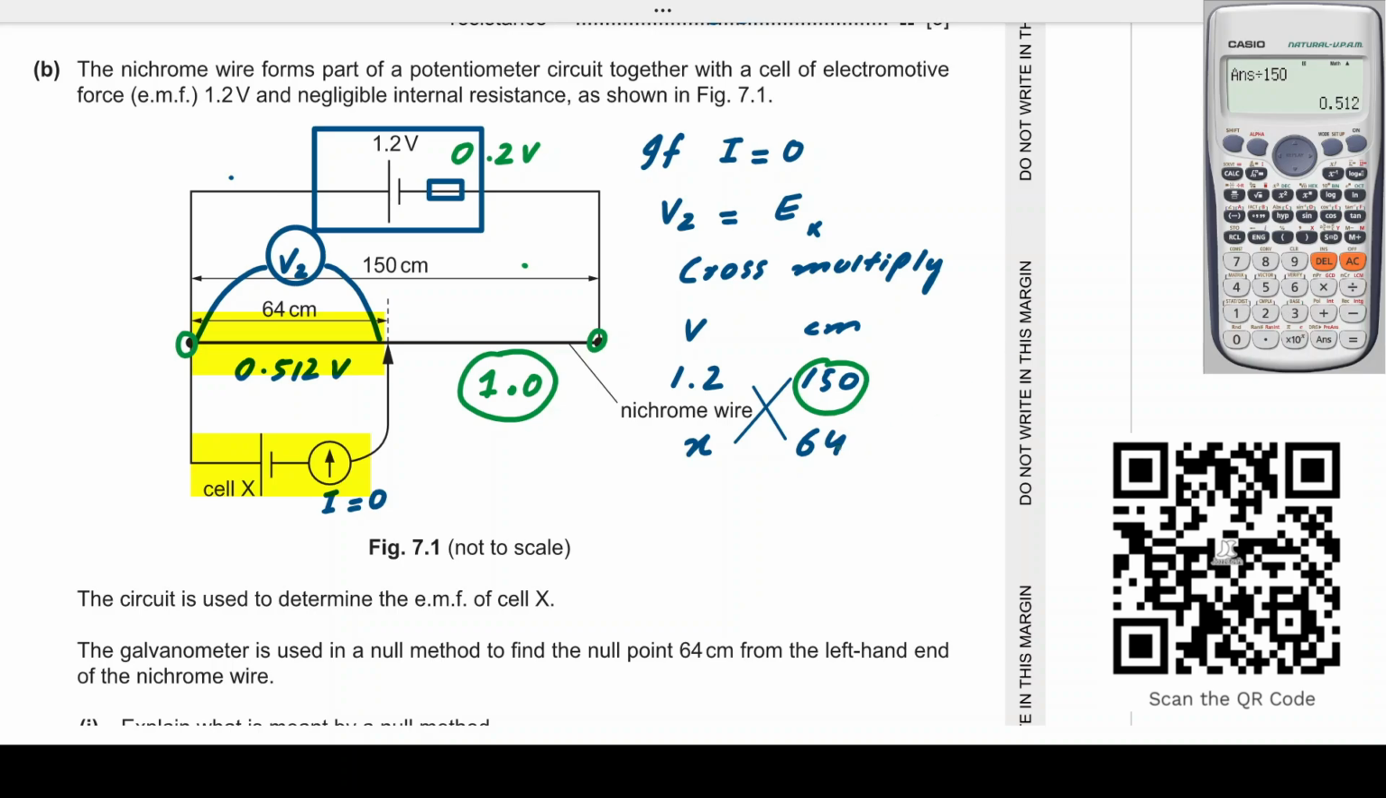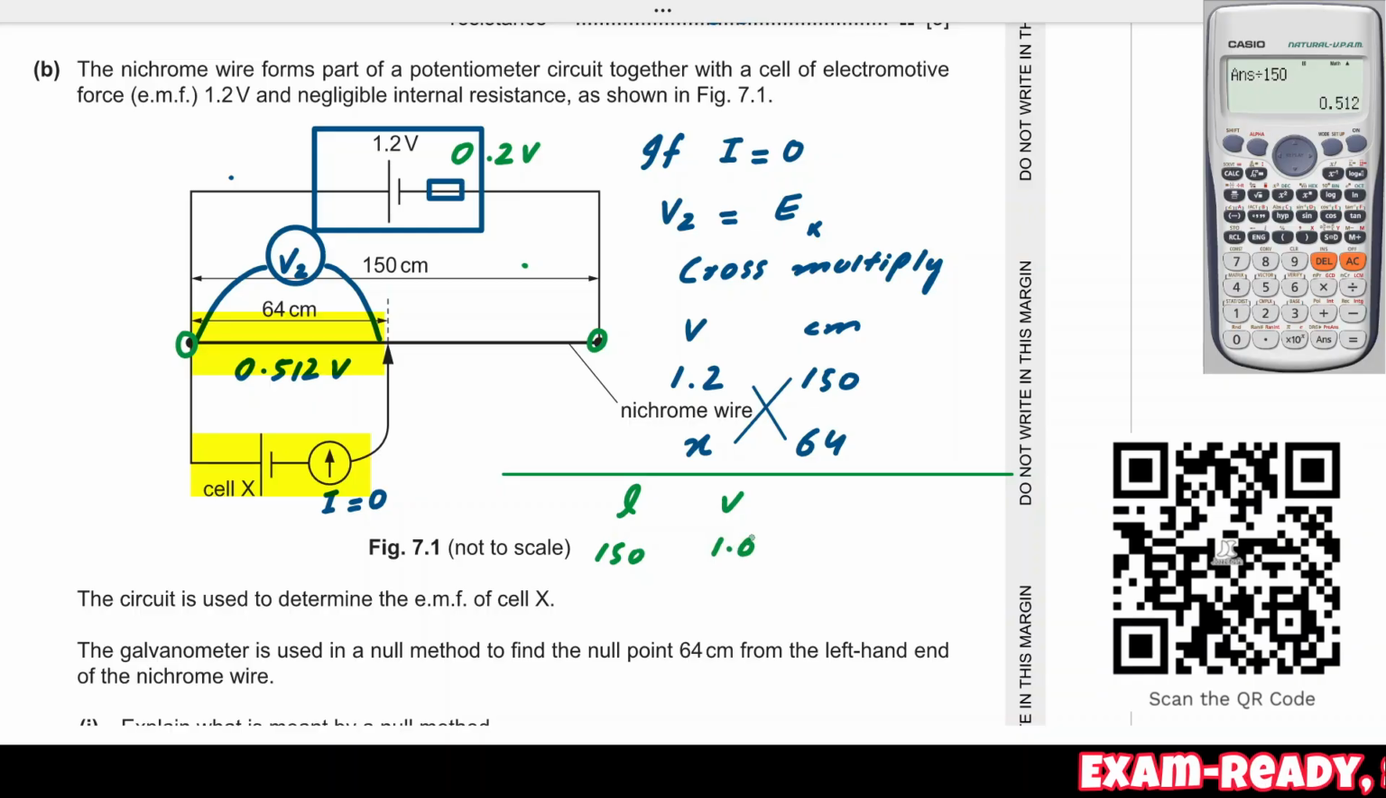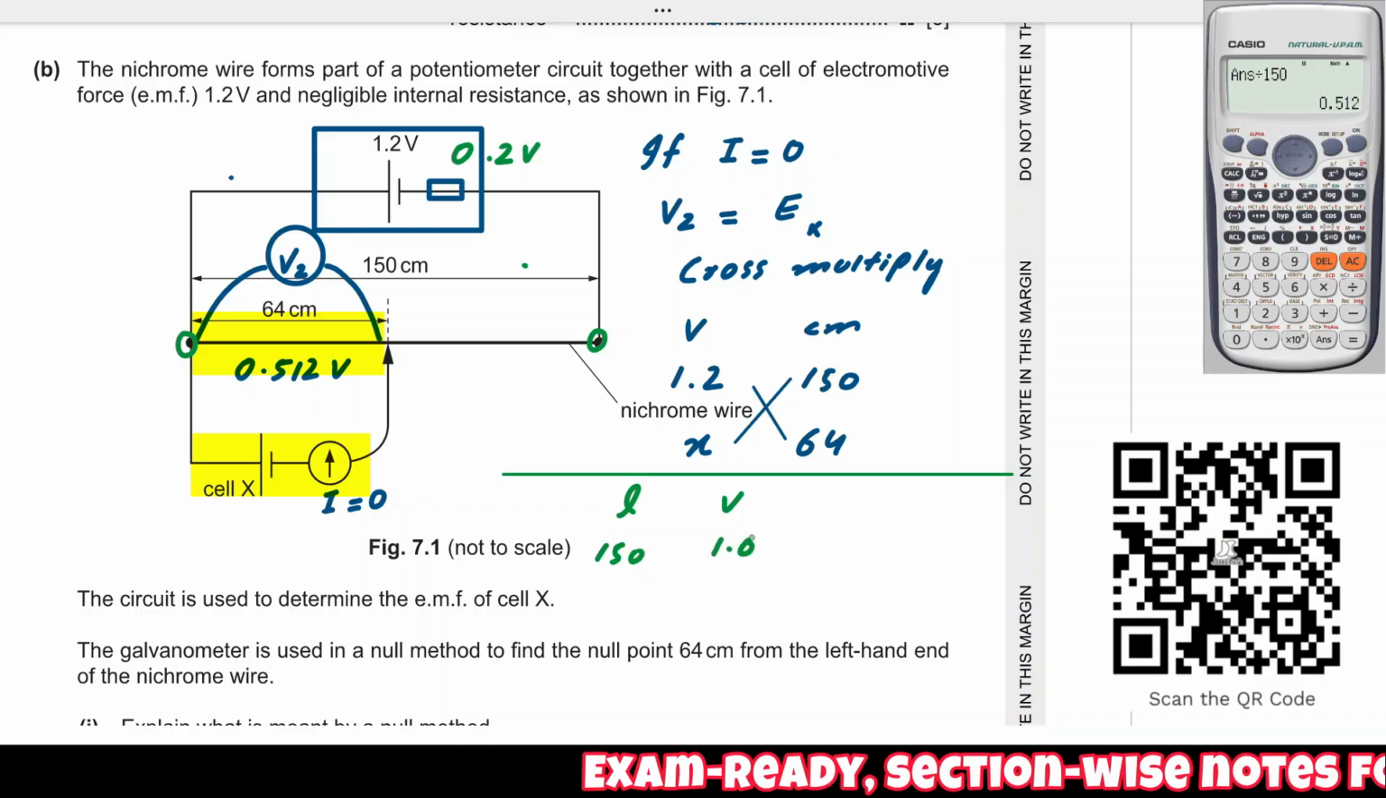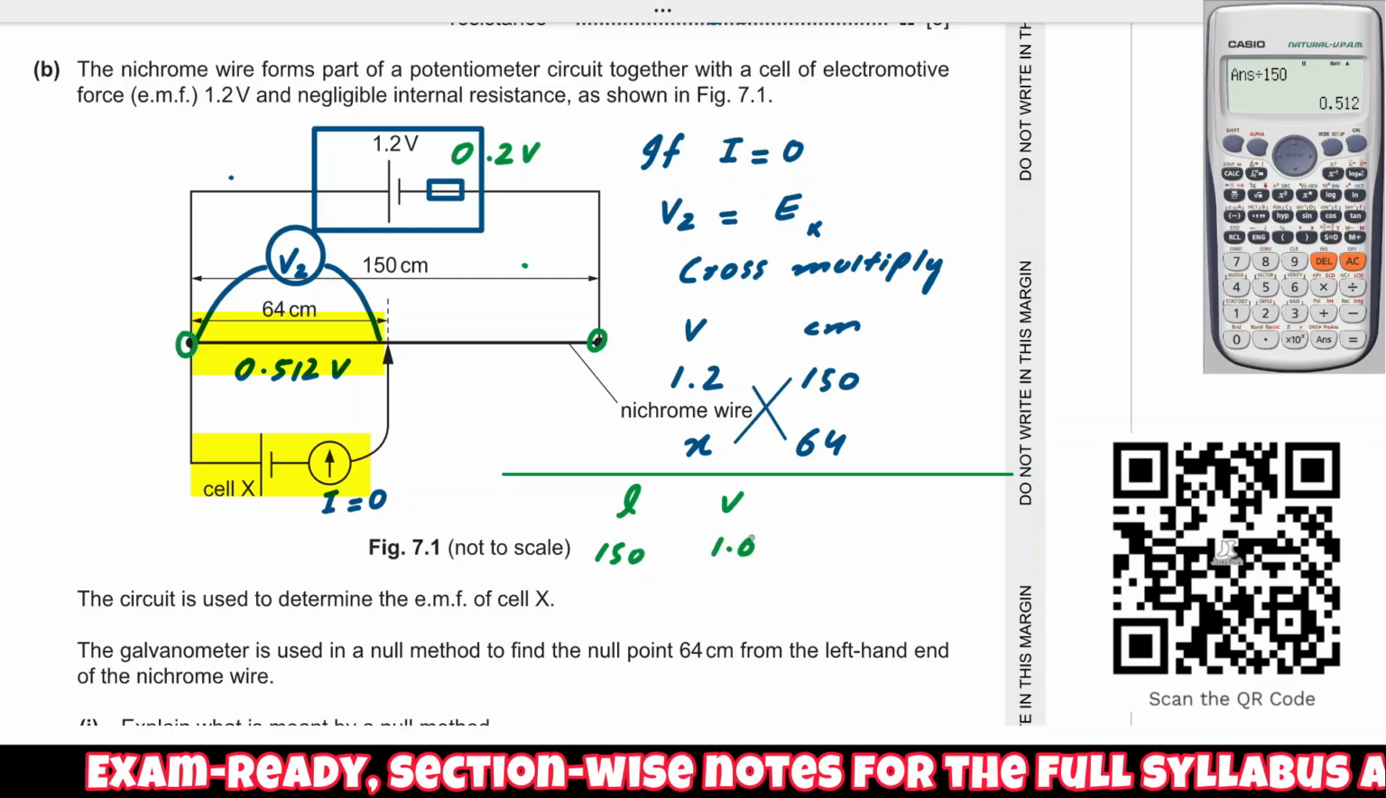The length 150 is getting 1 volts. Okay, so just an assumed value for comparison. Let's say 0.2 volts are dropped at the internal resistance. So the length 150 centimeter will now be getting not 1.2 volts, only 1 volts, because a small percentage is dropped inside the battery itself.